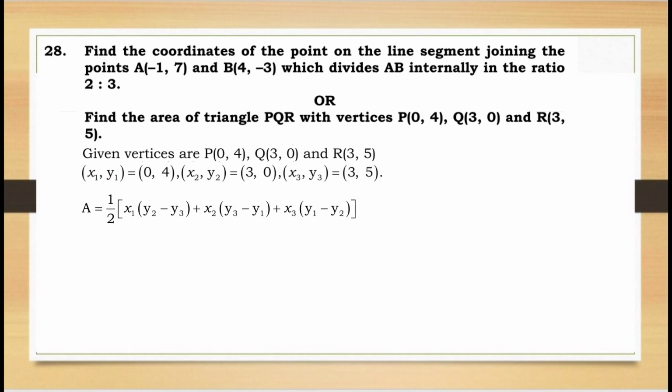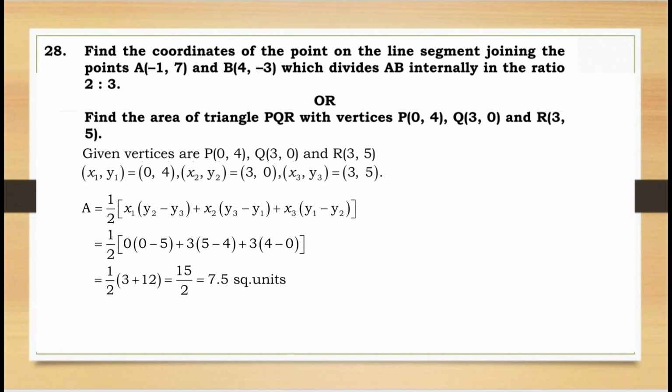Now substitute the values of x1, x2, x3 and y1, y2, y3, then we get area equals half of 0 into (0 minus 5) plus 3 into (5 minus 4) plus 3 into (4 minus 0), which equals half of (3 plus 12) equals 15 by 2, that is 7.5 square units. So the area of the given triangle is 7.5 square units. This is the answer for this question.